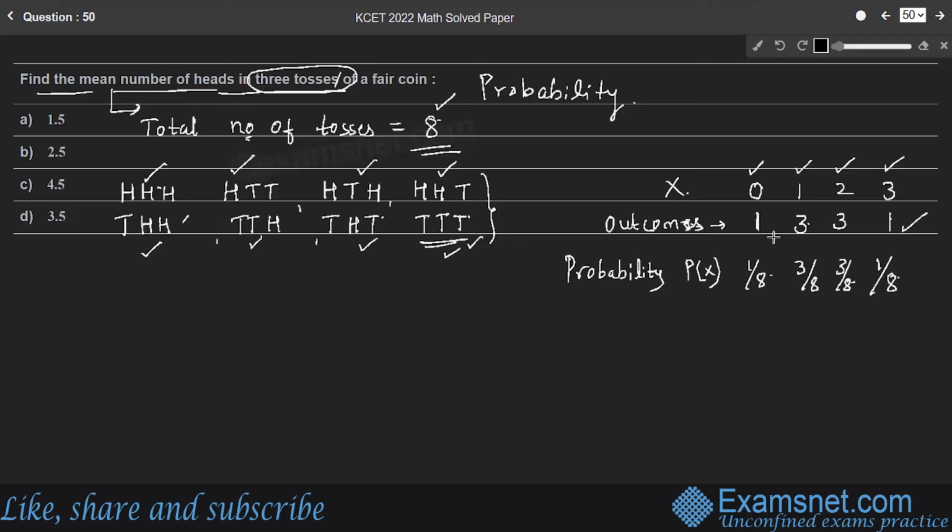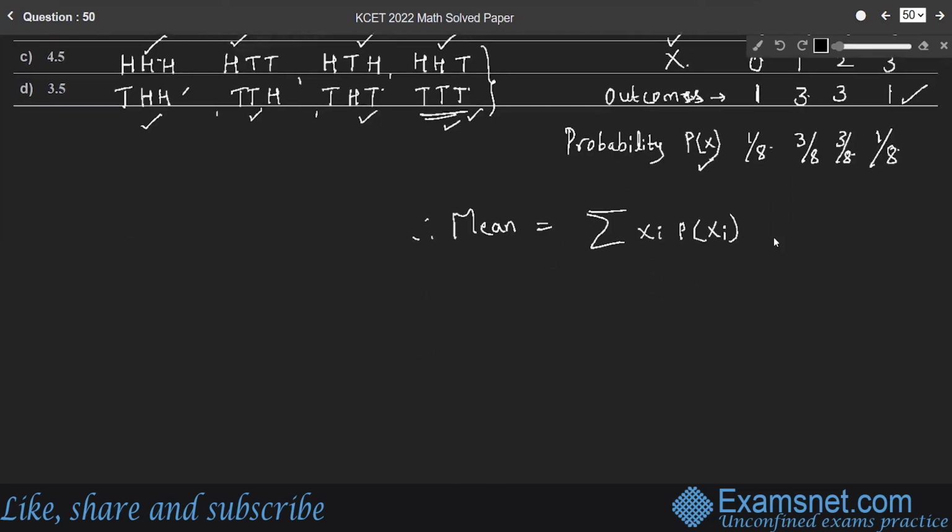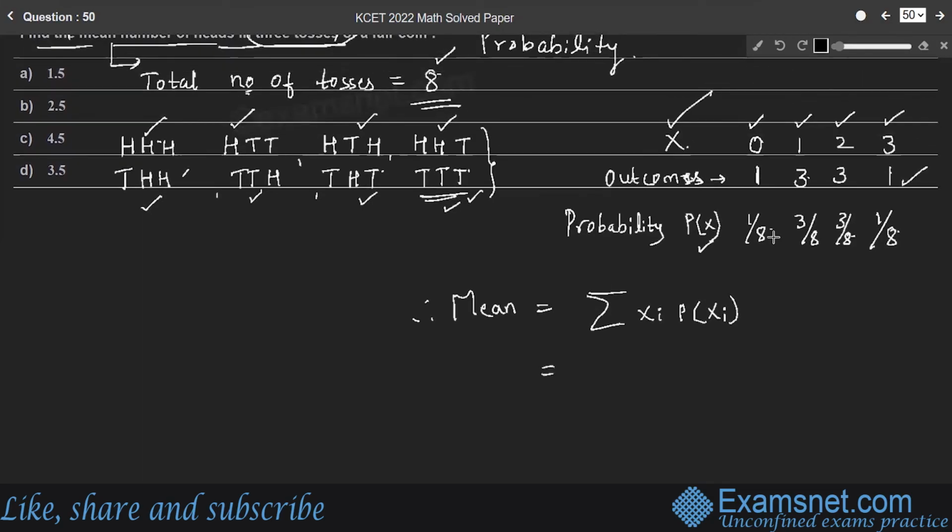Therefore, the question is the mean number of heads, which is sigma xi into P of xi. The formula says you have to take the product of x and P of x in each case, and the summation means you have to add. So sigma xi into P of xi is 0 into 1 by 8 is 0, plus 1 into 3 by 8, which is 3 by 8, plus 2 into 3 by 8 is 6 by 8, plus 3 into 1 by 8 is 3 by 8.